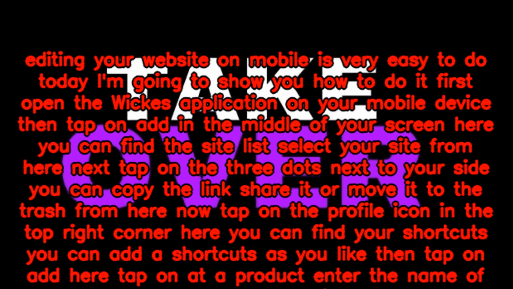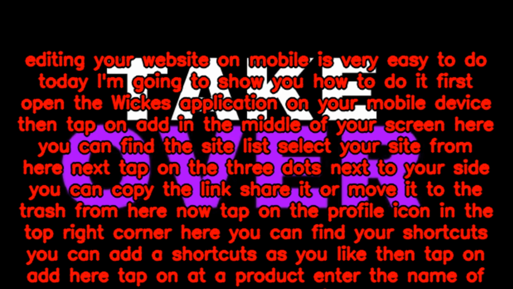Now tap on the profile icon in the top right corner. Here you can find your shortcuts. You can add shortcuts as you like, then tap on Add here. Tap on Add a product, enter the name of your product, then enter the price. You can also add a discount.